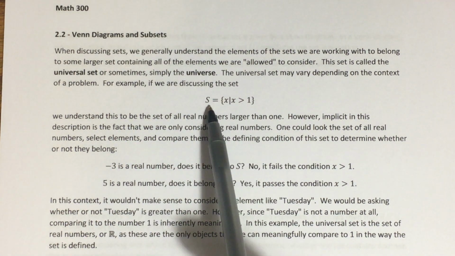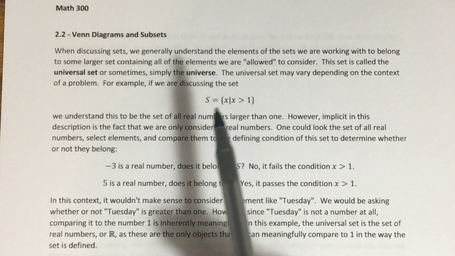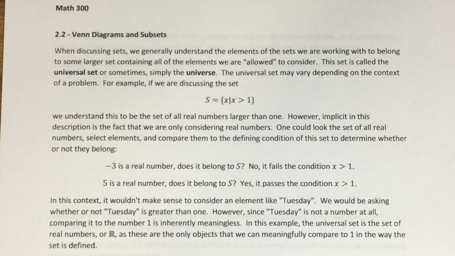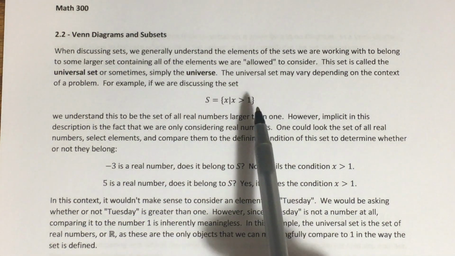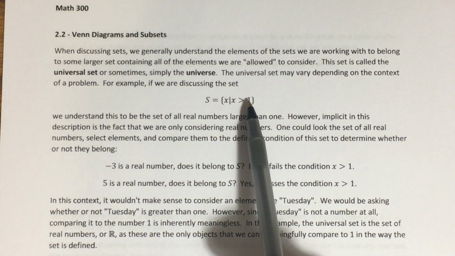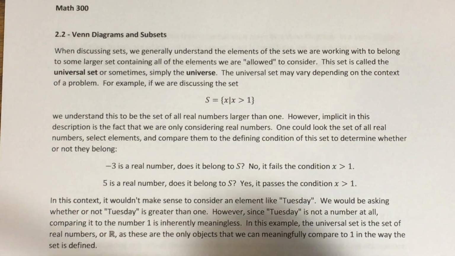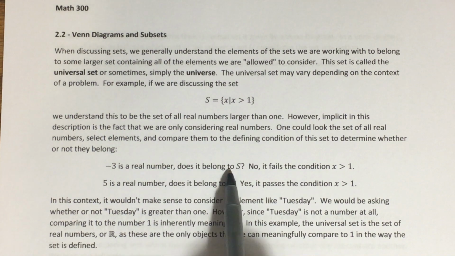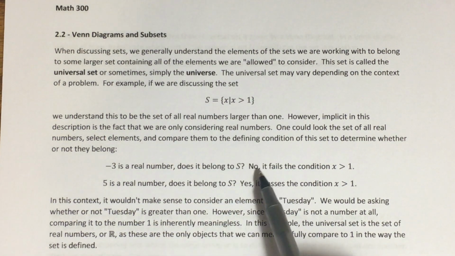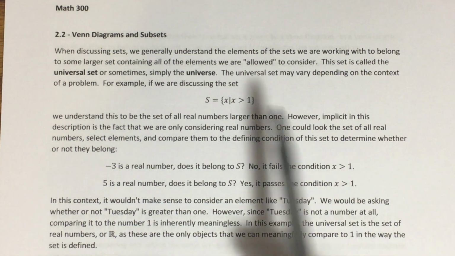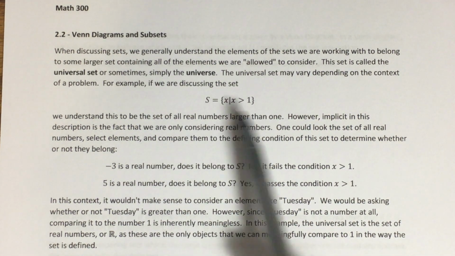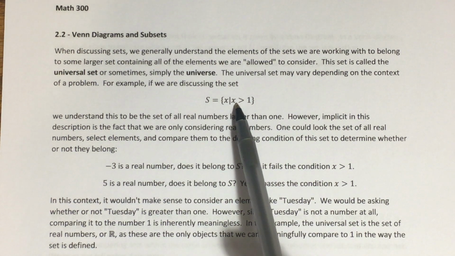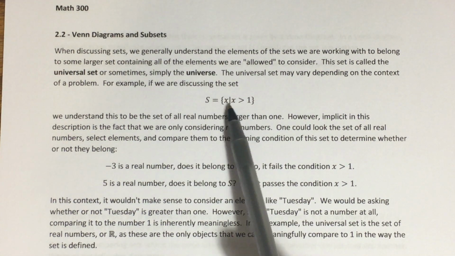For this example, again, we're looking at the set of all x such that x is greater than 1. I want to consider a universal set, which in this case turns out to be the set of real numbers. Why real numbers? Well, real numbers are numbers that I can compare in a meaningful way to the number 1 and decide whether they are larger than 1 or not larger than 1. So for example, the number -3 is a real number. Does it belong to this set S? Well, the answer is no, because -3 is not greater than 1. I can compare it to 1, but it doesn't satisfy this defining condition for elements of that set S.